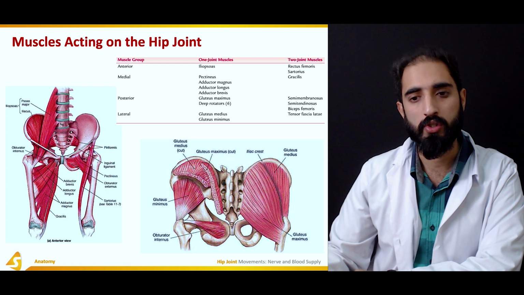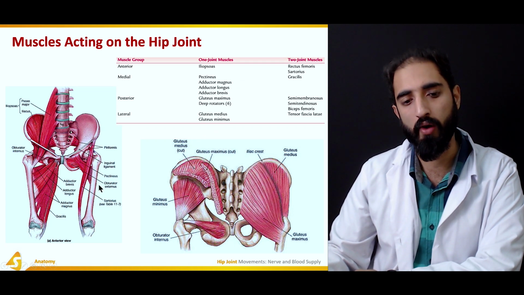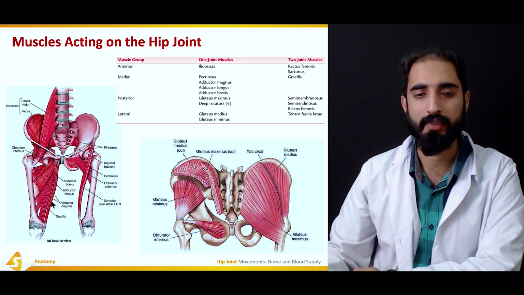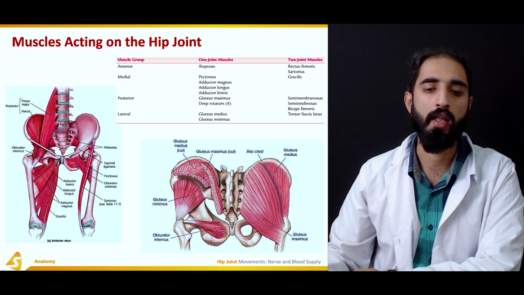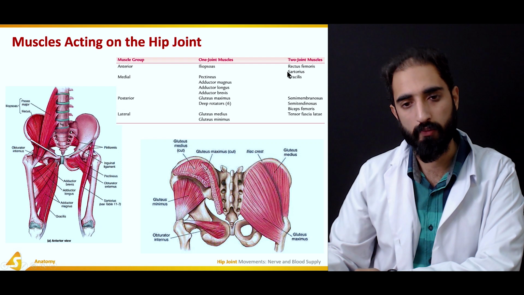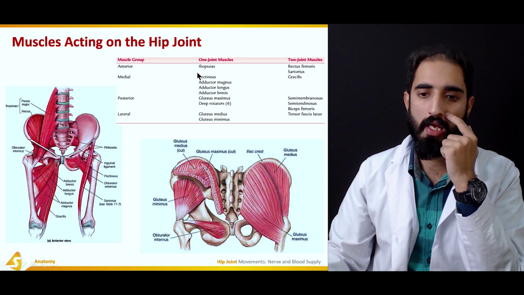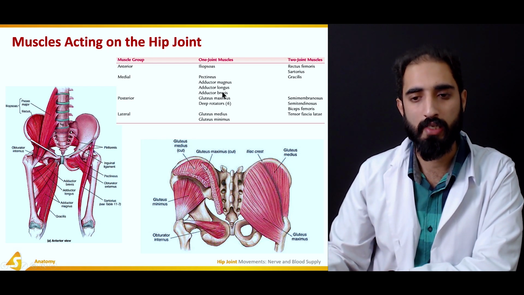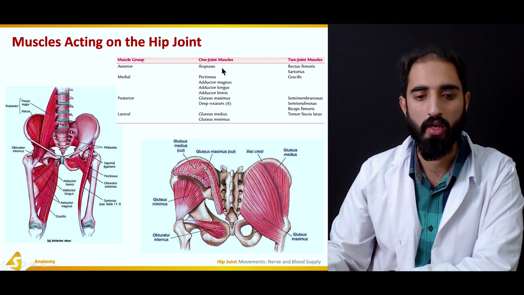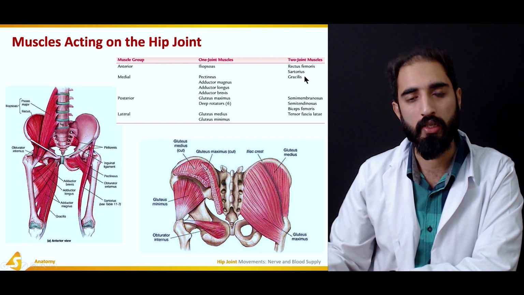But there are some muscles which act at multiple joints and are located anteriorly. One is the rectus femoris, which is actually a prime mover of the knee joint in extension, but it also acts as a secondary muscle in performing hip flexion, and sartorius as well, which also acts as a two joint muscle. If we talk about the medial aspect and the one joint muscles, we have the pectineus and the adductor magnus, adductor longus, and adductor brevis. As the name suggests, these muscles are responsible for adduction of the hip joint. The two joint muscle which is located medially is the gracilis.